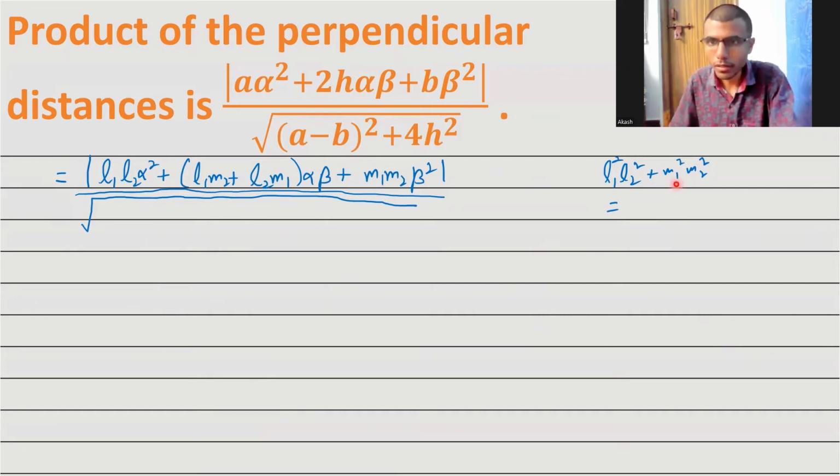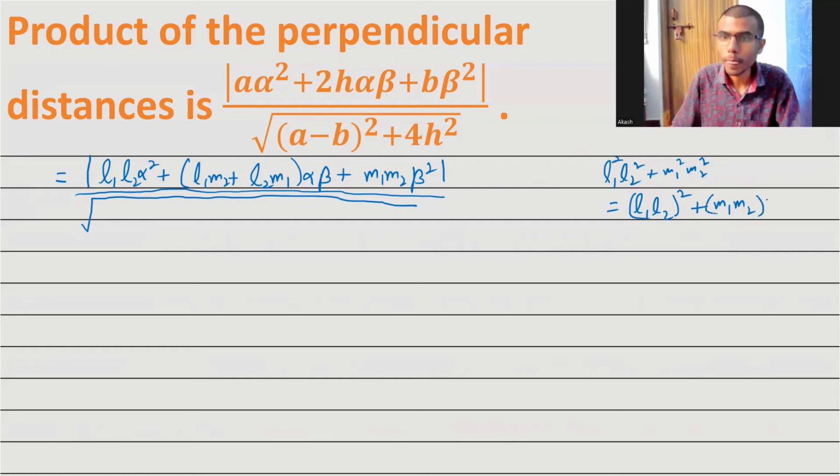Now this is of the form a square plus b square, where a is L1 L2 and b is M1 M2. I can write this as L1 L2 whole square, and this as M1 M2 whole square. Now I want to convert it to the form a minus b whole square. What is the missing term? A square is there, b square is there, minus 2ab is missing. So what to do with that?